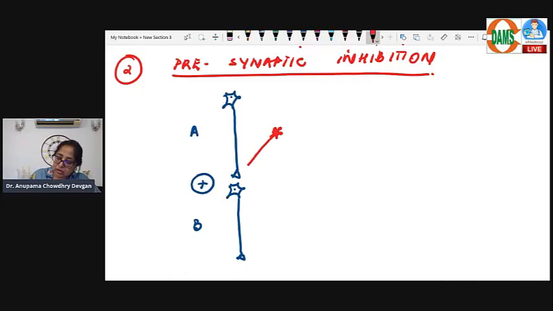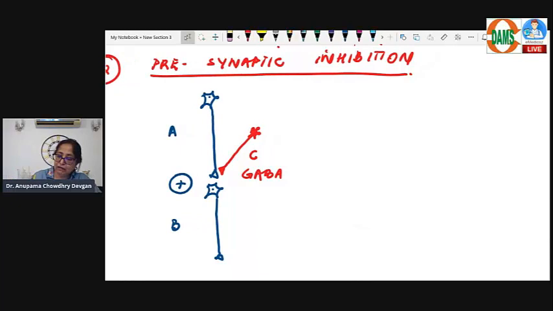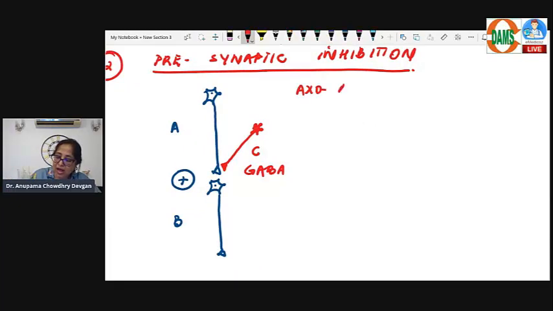This is an inhibitory neuron. This is a GABA secreting neuron. This is neuron C. It releases an inhibitory neurotransmitter, which is GABA, right? And this neuron C forms an axonal synapse. See, anatomically, synapses can be axodendritic, axosomatic, axonal. So here you see an axonal synapse, right?